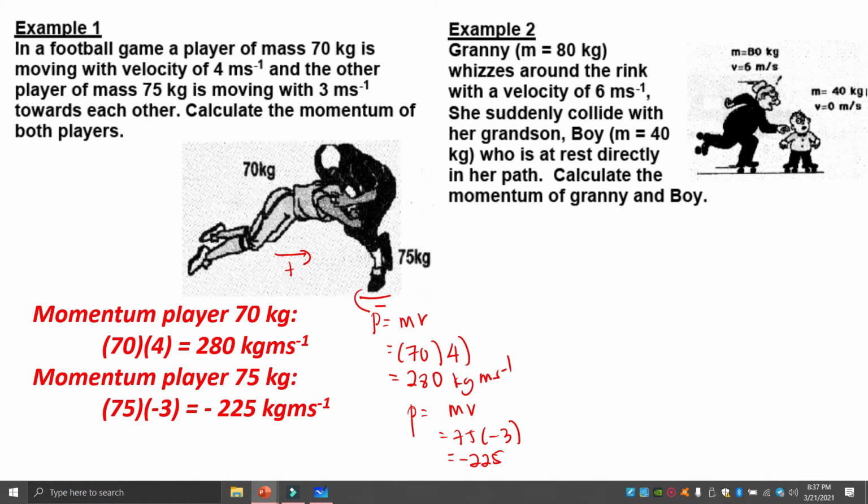If it is a vector, you need to consider direction. If it is a scalar, you just ignore it. Okay, so this one is negative 25 kg m s^-1. Okay, and then for example 2, the granny, right?